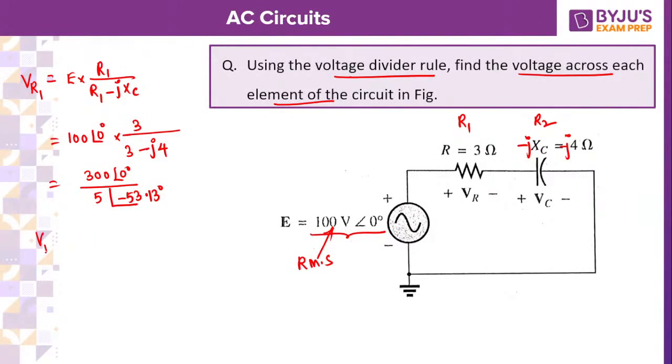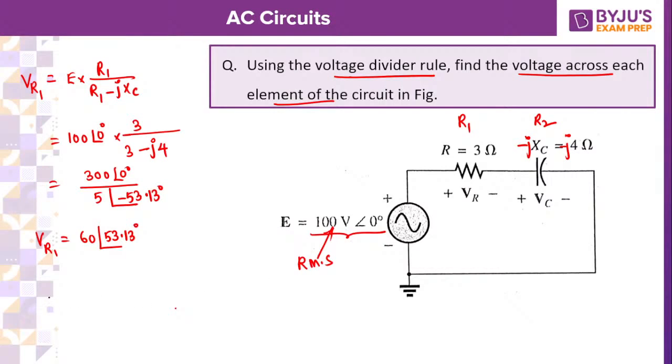So voltage across a resistance VR1 is equal to, you are going to get 60 at an angle 53.13. So voltage across a resistance is leading with respect to reference by an angle of 53.13. Is this minus 53.13? Everybody has got this one so far? Right, done.